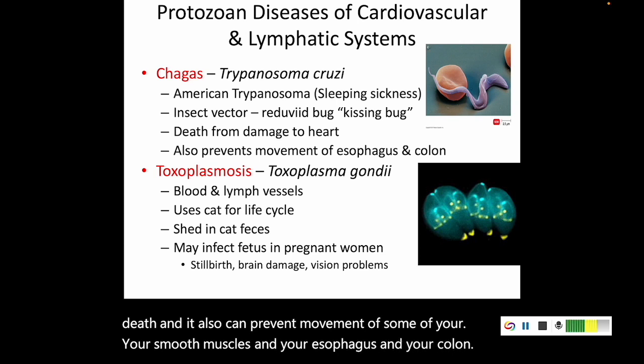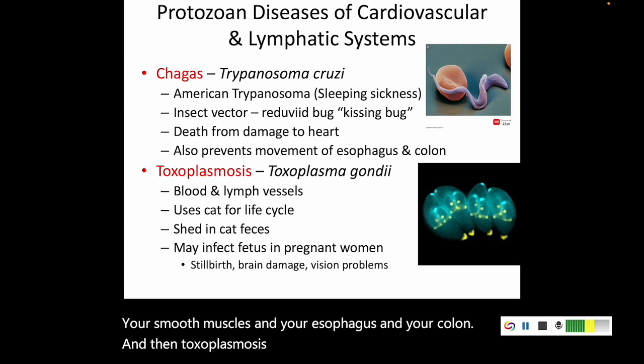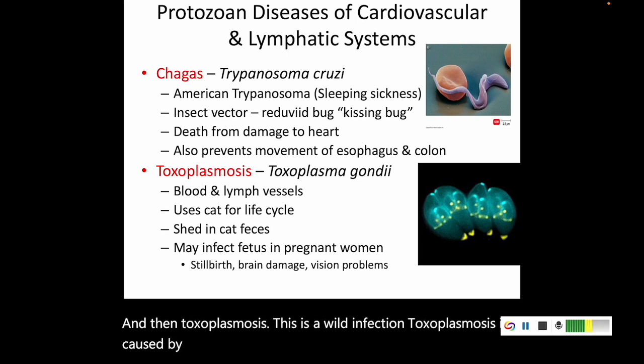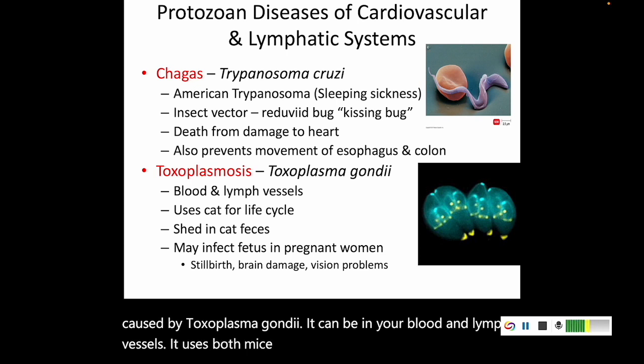And then toxoplasmosis. This is a wild infection. Toxoplasmosis is caused by Toxoplasma gondii. It can be in your blood and lymph vessels. It uses both mice or rats and cats in their life cycle.